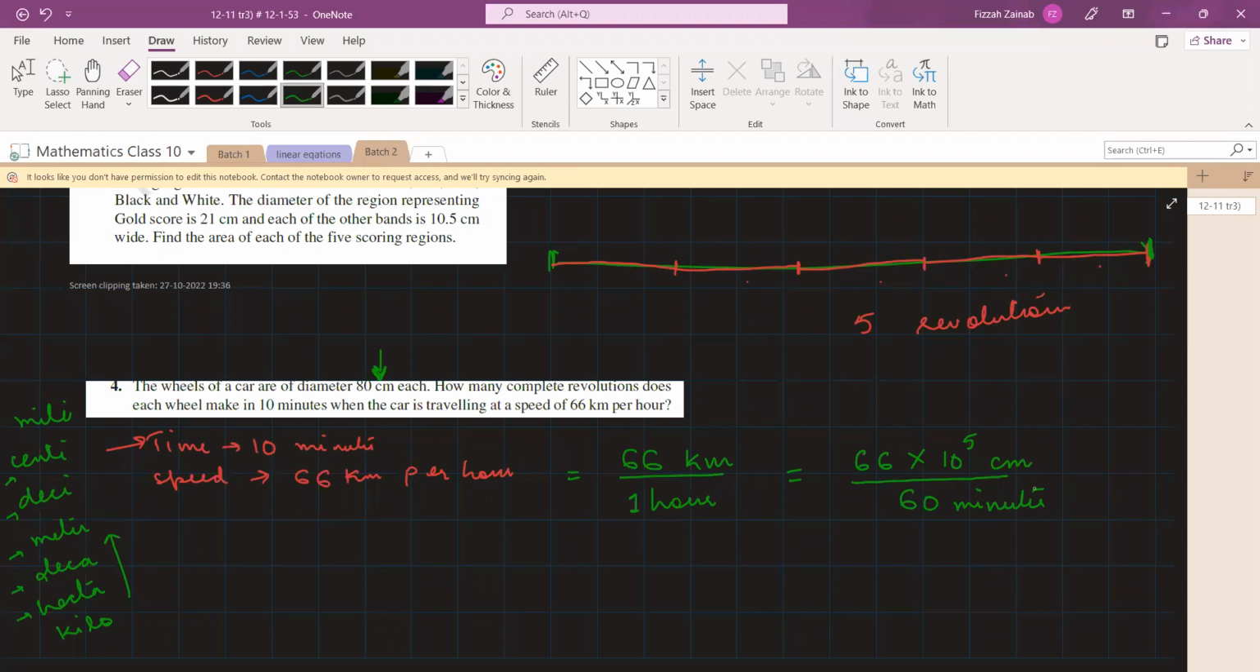Ma'am, but why do we have to convert kilometer to centimeter? See, because the diameter is given in 80 centimeter. You cannot use different units in calculation. Either you convert your diameter into kilometer or you convert your kilometer into centimeter. Okay.